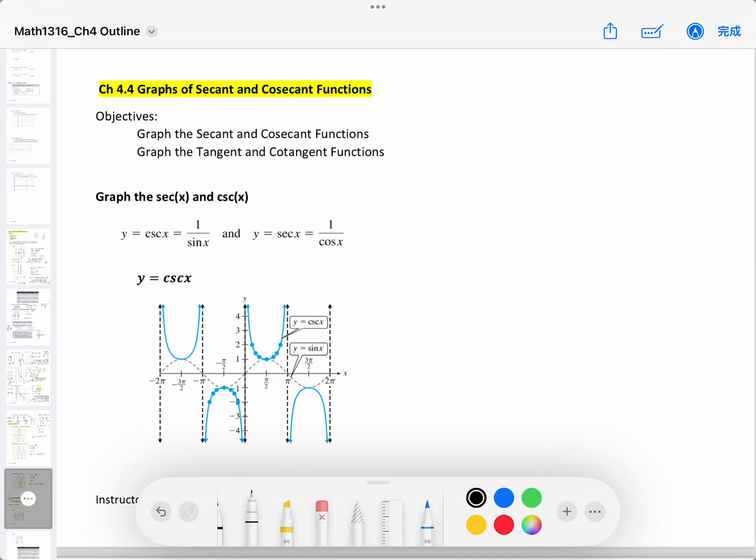Let's see chapter 4.4, graphs of secant and cosecant functions. Do you remember the reciprocals of tangent and cosecant and secant? Cosecant x is equal to 1 over sine x, and secant x is equal to 1 over cosine x. That means the cosecant function has a relationship with the sine.